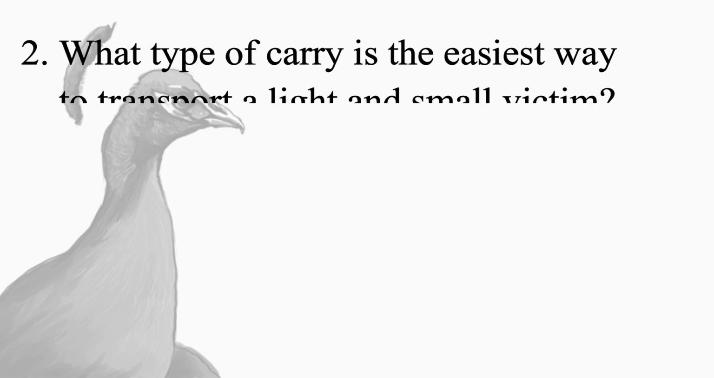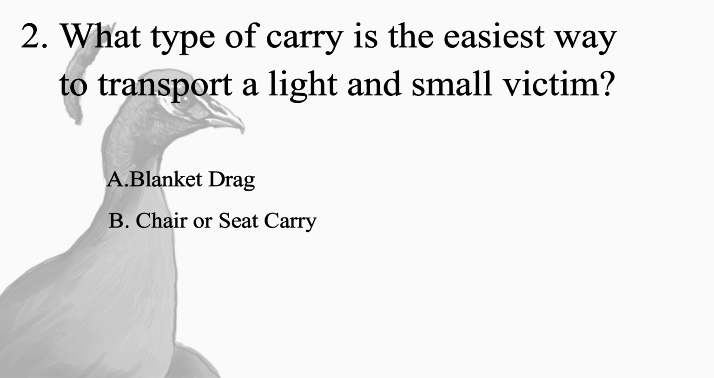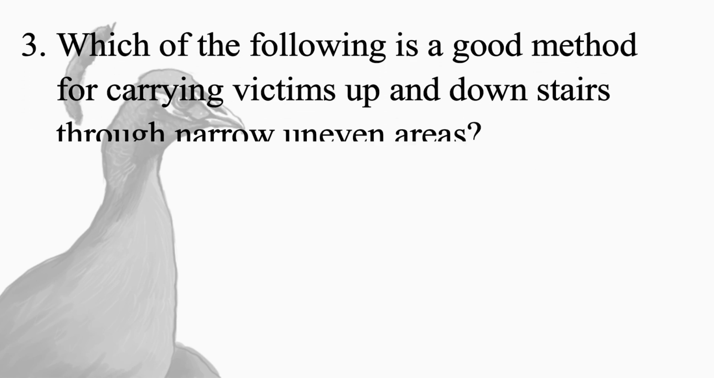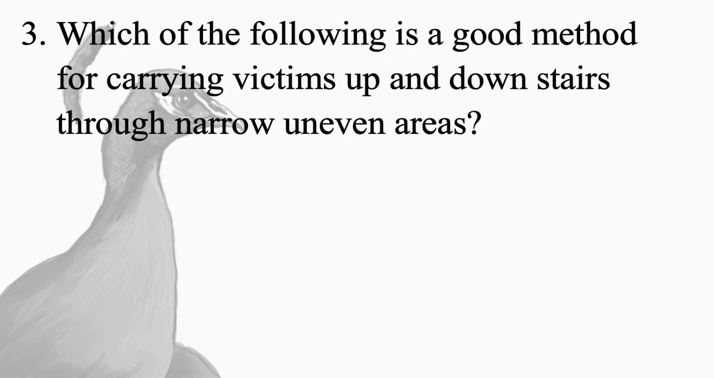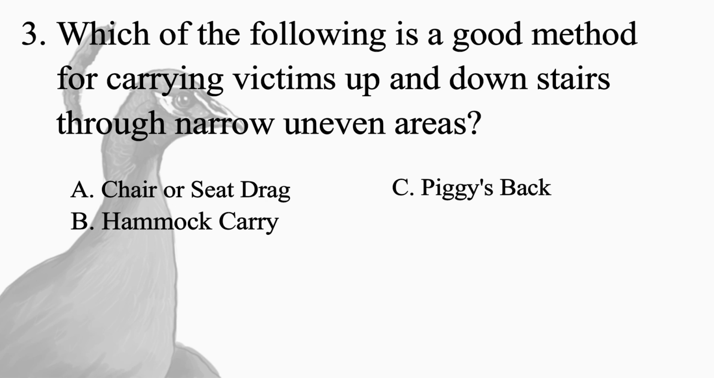Number 2. What type of carry is the easiest way to transport a light and small victim? A. Blanket drag. B. Chair or seat carry. C. Fireman's carry. And letter D. Lover's carry. Number 3. Which of the following is a good method of carrying victims up and down stairs through narrow uneven areas? A. Chair or seat carry. B. Hammock carry. C. Piggyback. And letter D. Shoulder drag.